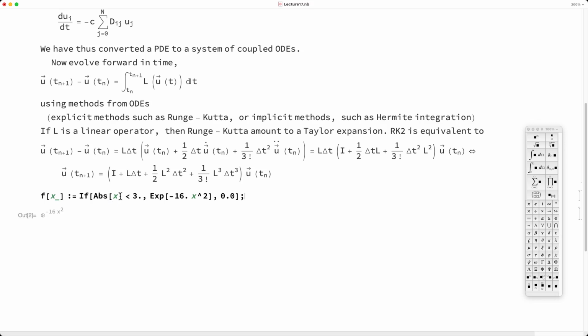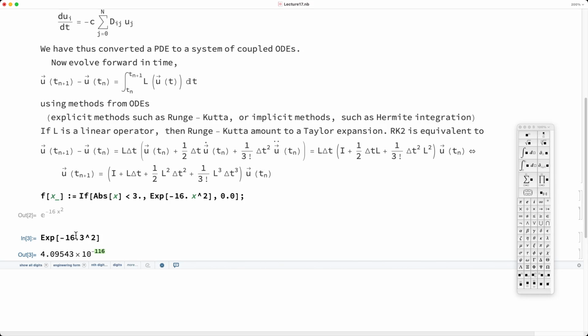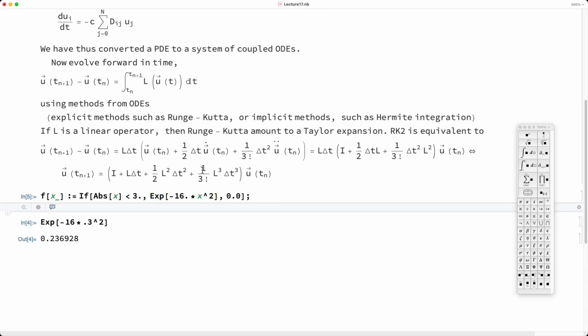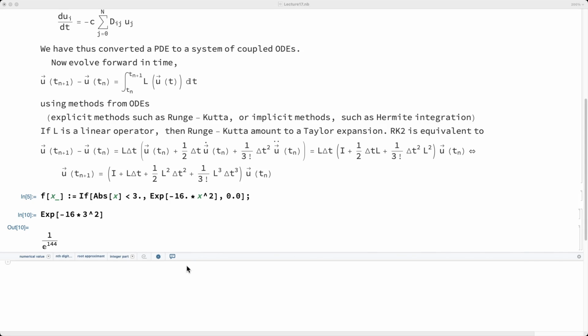So for that reason, I'm going to substitute this function with this. If x is lower than 3, then I will allow this expression, but if x is higher than 3, then I'm just going to set this to 0, because the exponential of minus 16 times 3 squared is a really, really small number. Actually, I should probably write it like this. Okay, so I had a typo here.